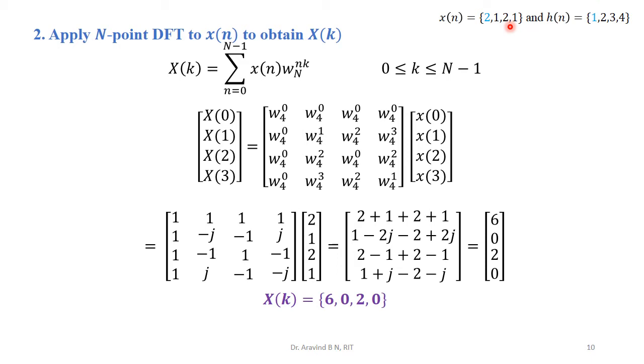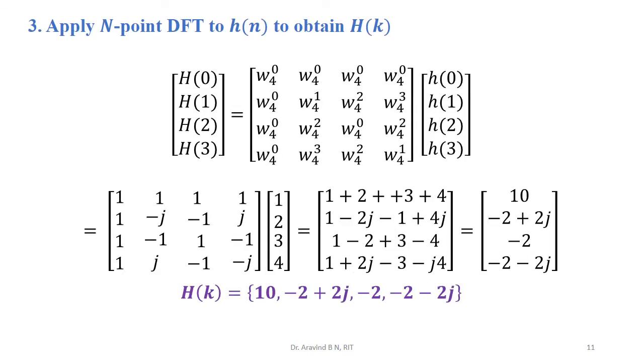In order to apply the 4 point DFT, we make use of the matrix relation of the DFT. Matrix realization is represented for N equal to 4. Then we have substitution of that, then calculation. We are going to have the value of X of k as 6, 0, 2, 0. So it is good to mention the DFT formula once before we start calculating the DFT matrix relation.